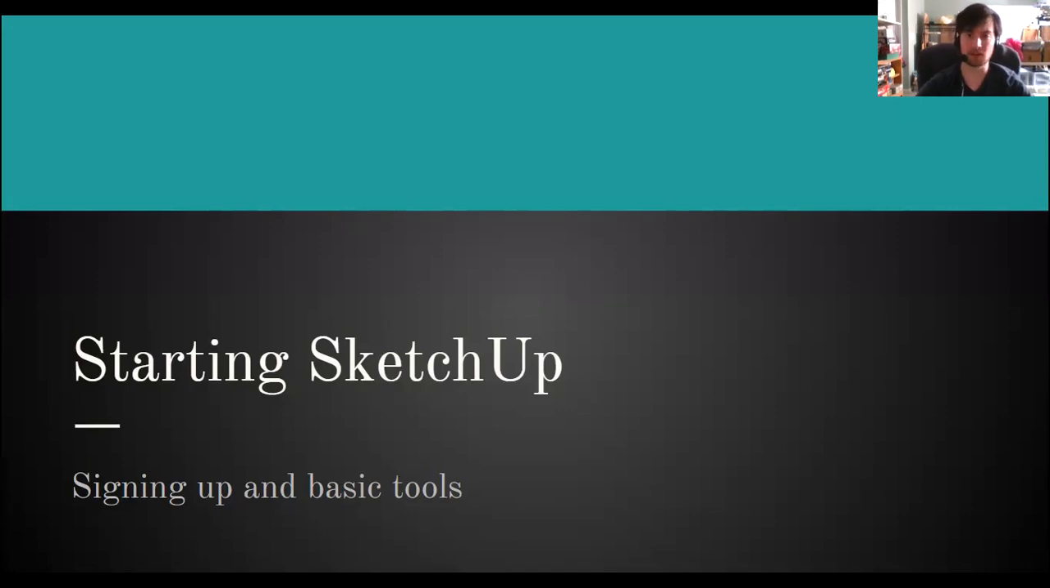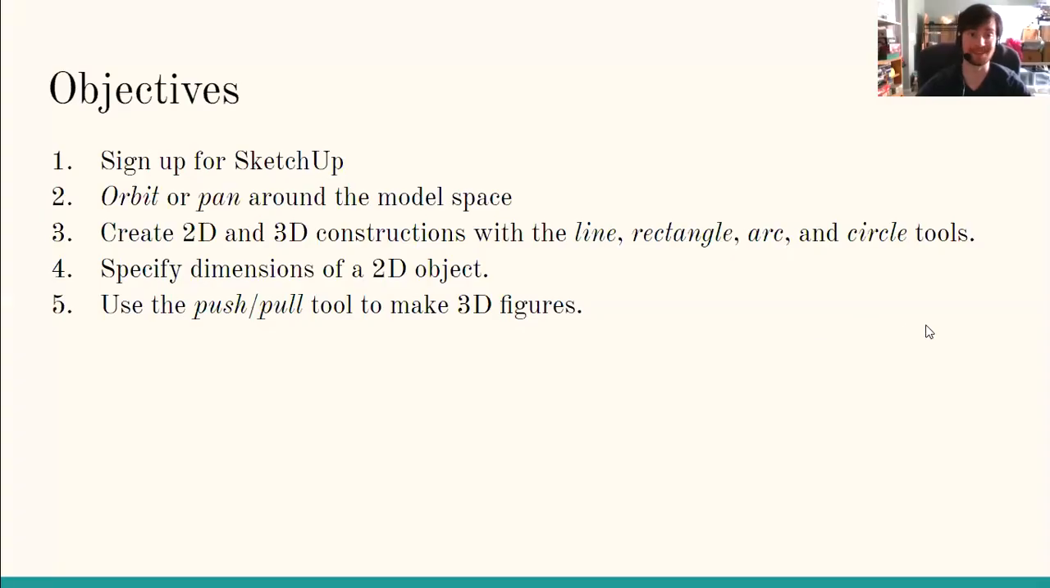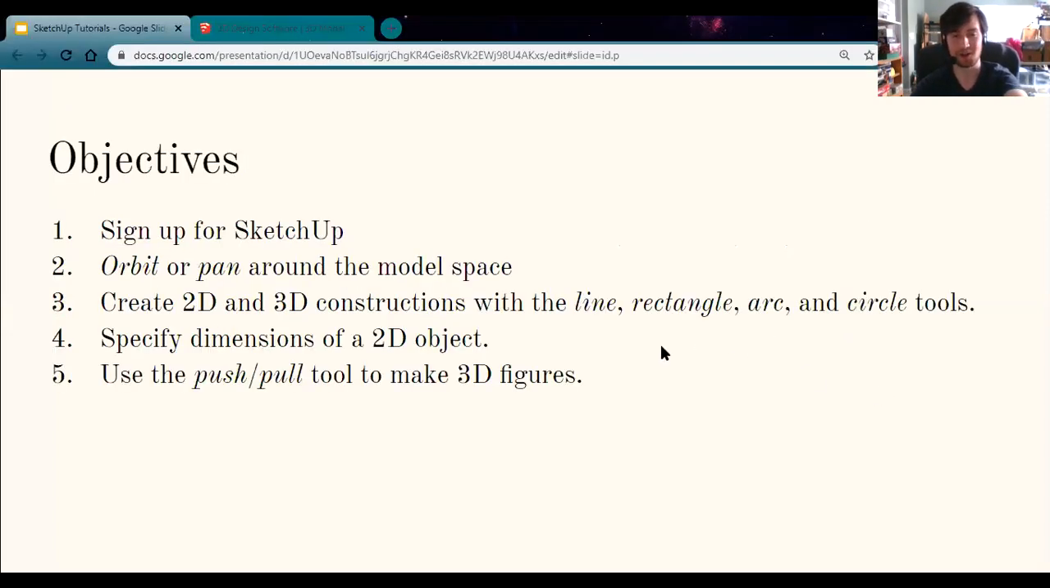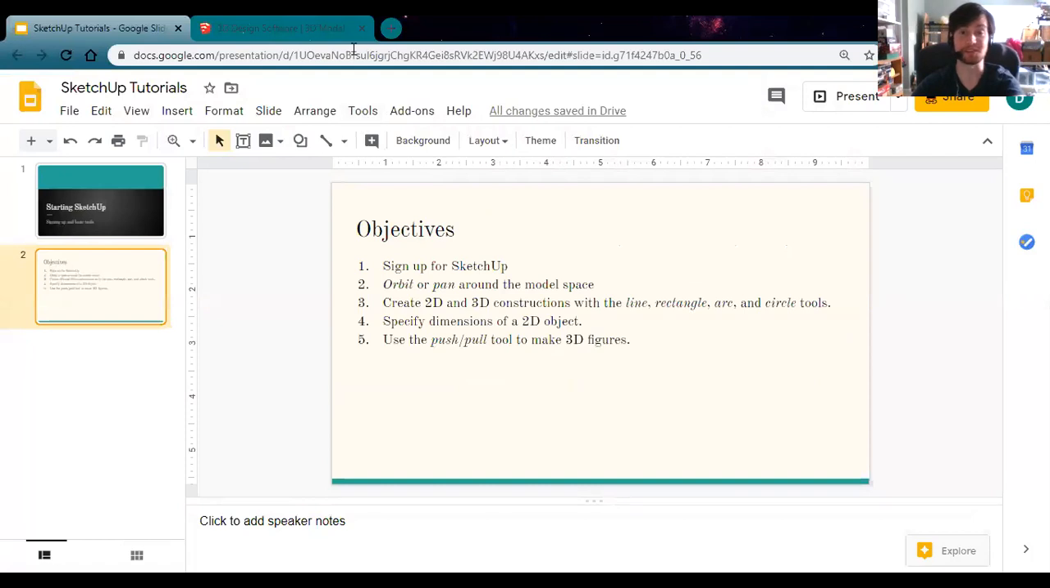So what we're going to be learning about in this lesson is how to sign up for SketchUp, how to orbit and pan around the model space, how to create 2D and 3D constructions with the line tool, rectangle, arc, and circle tools, how to specify dimensions of a 2D object, and how to use the push-pull tool to make 3D figures. Now this is my first recording, so please bear with me as I get used to this.